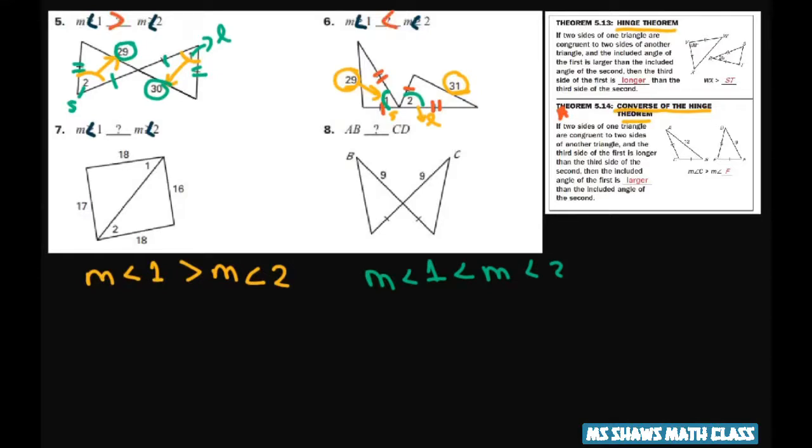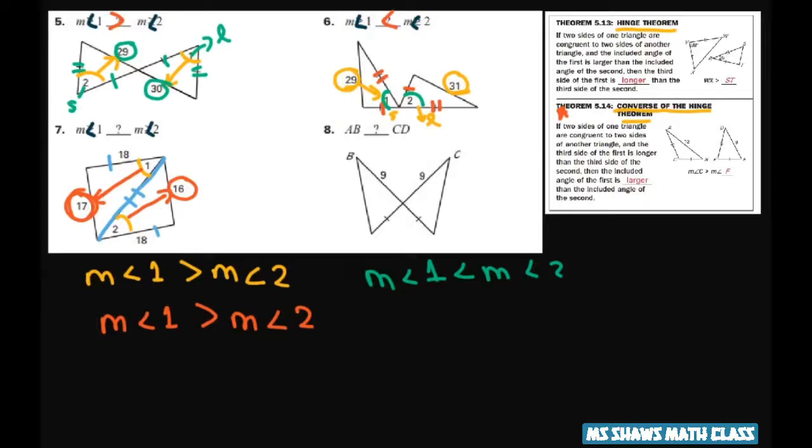Now let's look at this one. These two sides are congruent. We also know that this side is congruent to itself. So our included angles are 1 and 2. So using the converse of the Hinge theorem, the smaller side goes with the smaller angle, and the larger side goes with the larger angle. So the measure of angle 1 is larger, or greater than, the measure of angle 2.